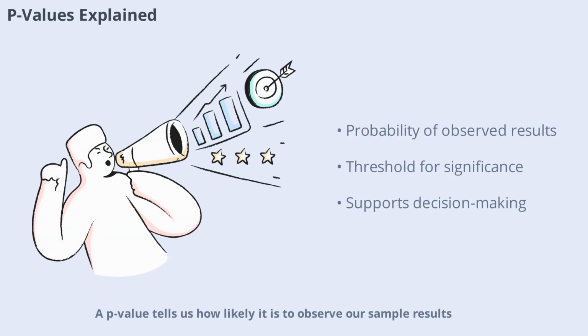P-value tells us how likely it is to observe our sample results, or more extreme, if the null hypothesis is true. A small p-value, usually less than 0.05, suggests that our results are unlikely to have occurred by chance, leading us to reject the null hypothesis. P-values are a key tool in hypothesis testing.